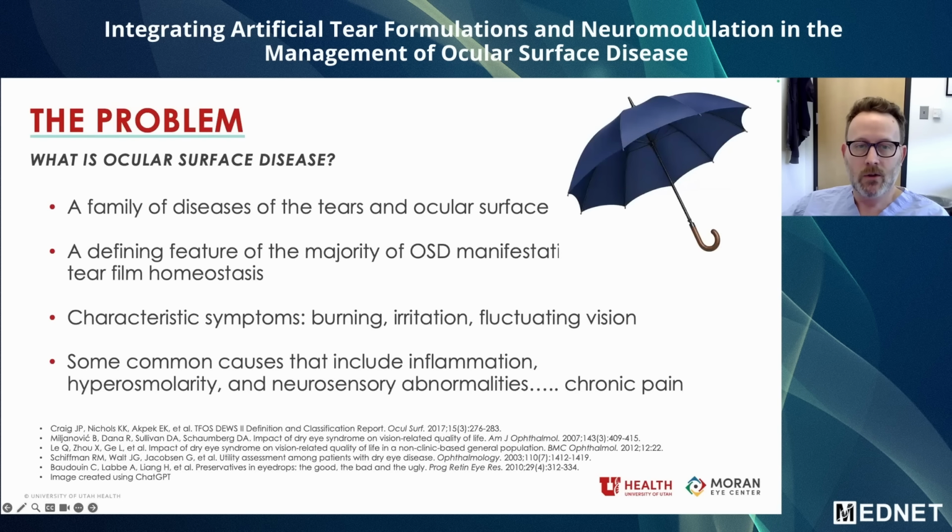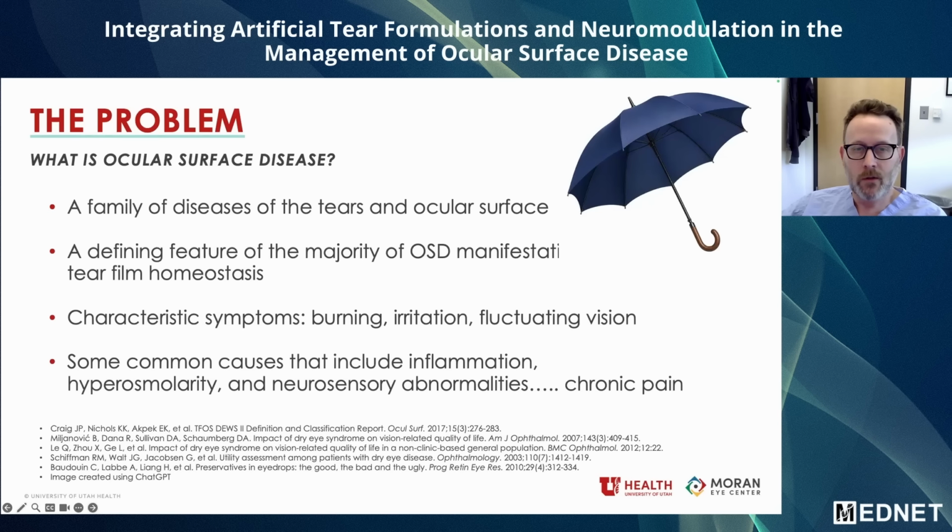So what is ocular surface disease? I have an umbrella here because it's really an umbrella term. Most patients use the term dry eye. Some clinicians use that term interchangeably. However, ocular surface disease is actually much broader than dry eye alone. The current definition describes dry eye disease as a multifactorial disease or umbrella disease of the ocular surface, characterized by a loss of tear film homeostasis.